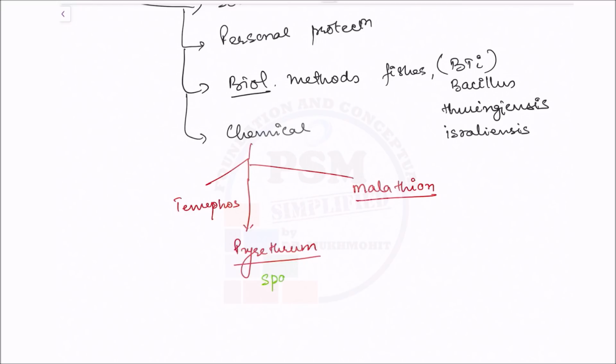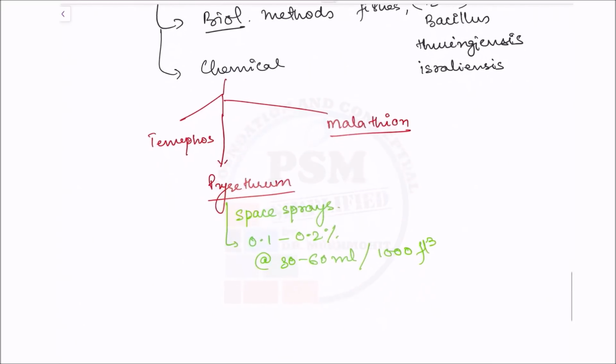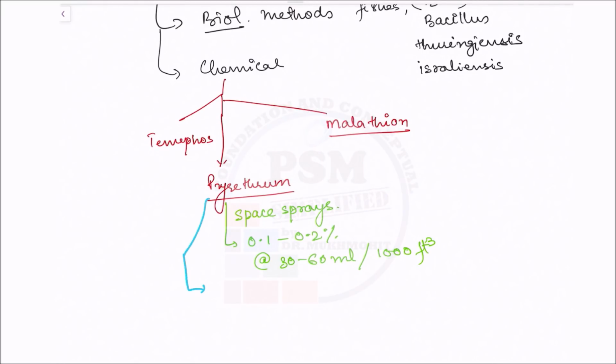Pyrethrum and malathion, these both are fogging agents. They are used as space sprays. Pyrethrum could be sprayed at 0.1 to 0.2% at the rate of 30 to 60 ml per 1000 cubic feet of space. That is the dose for pyrethrum. And please remember, pyrethrum is a natural extract, and it is from a flower, that is chrysanthemum.